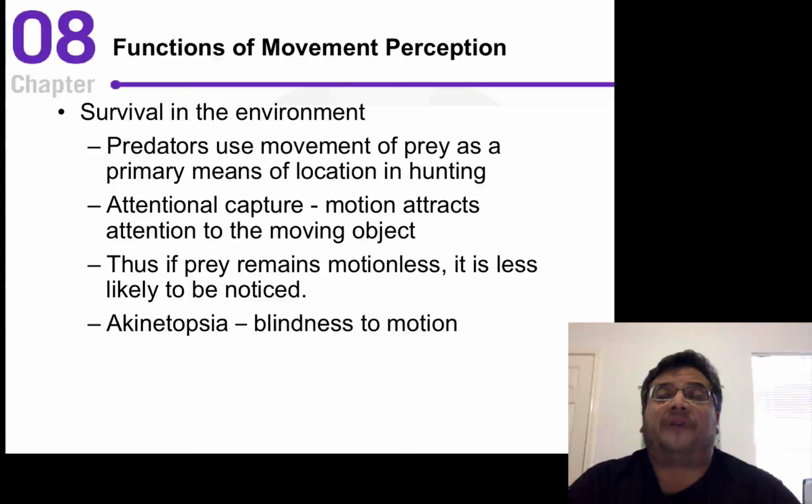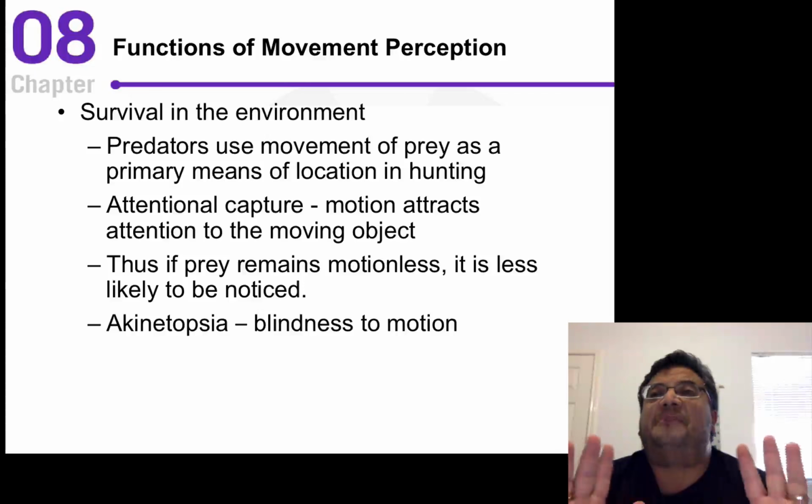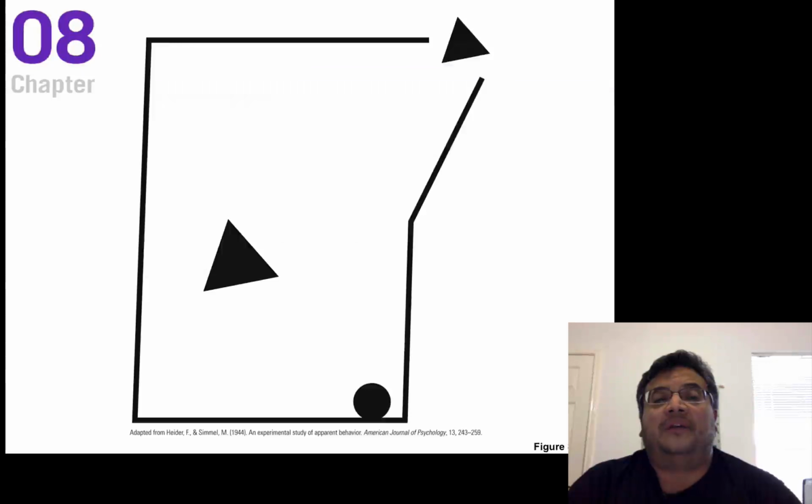And that is a survival skill that evolved as a result of the fact that the predators were using motion to detect their food. So the critters that were able to remain motionless were more likely to survive and thus pass on their genes to the next generation. There is a very strange brain disorder, the result of brain damage, akinetopsia. That's blindness to motion, where you cannot perceive the movement of objects. It's a very strange disorder.